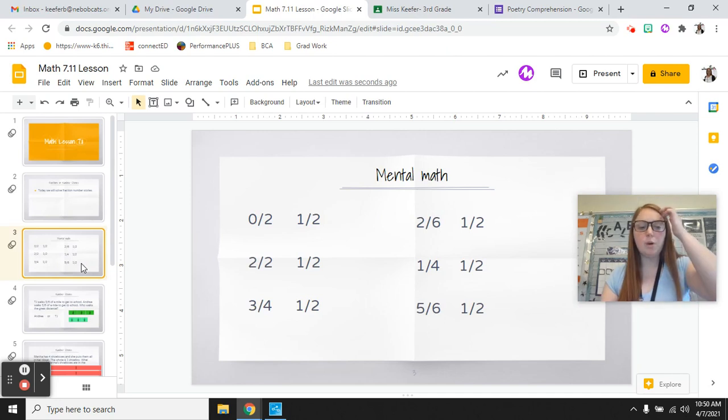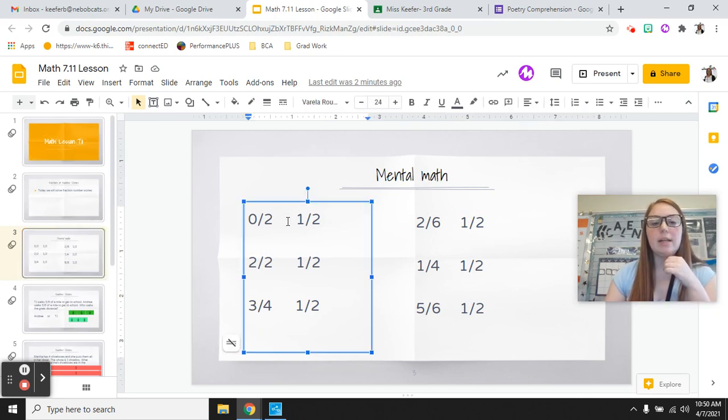To get our brains warmed up, all you're going to need for this lesson is your whiteboard or a piece of paper. We are not working in our workbooks. So some mental math, we are going to look at using the benchmark 1/2. So we're going to say if a fraction is greater than or less than the benchmark 1/2. Okay, so let's look here. You don't have to do this on the whiteboard. You can just think it in your head.